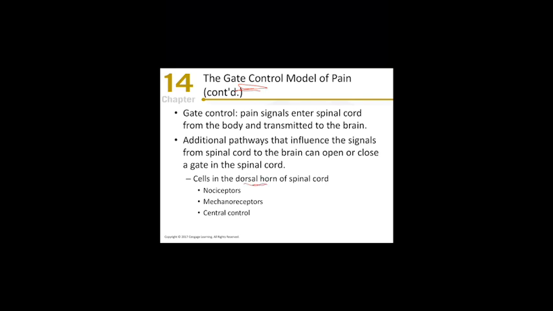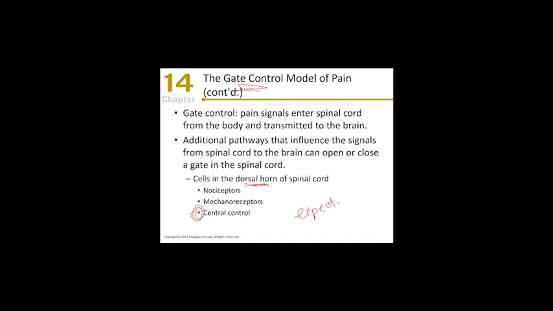And the cells in the dorsal horn of the spinal cord respond to activity from the nociceptors, activity from the mechanoreceptors, and what we refer to as central control. Central control has the ability to close the gates. These fibers can be influenced by things like expectation.